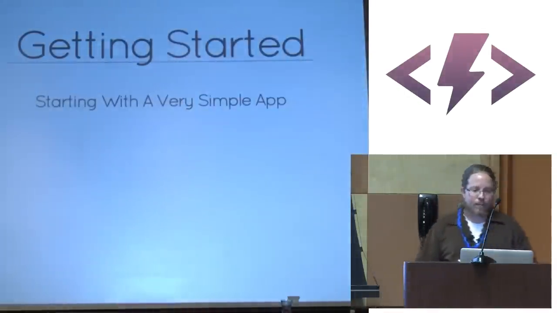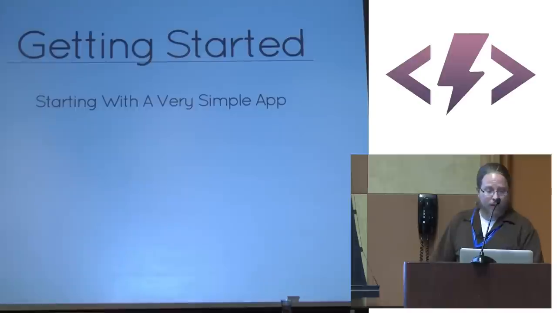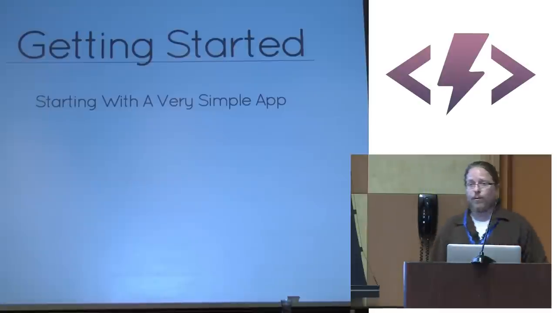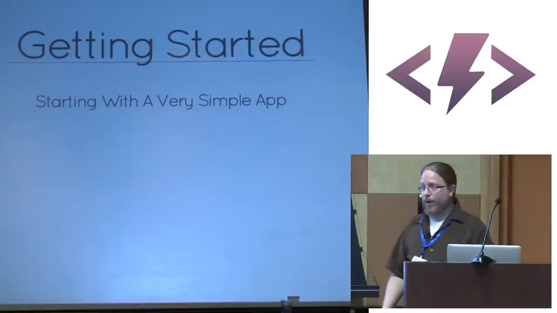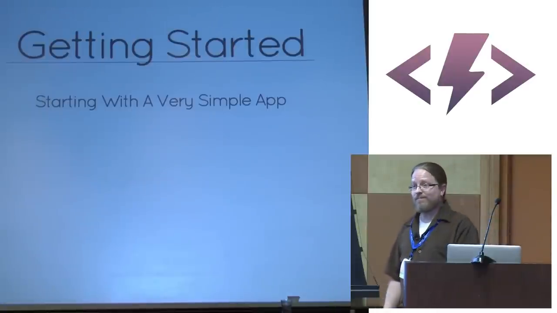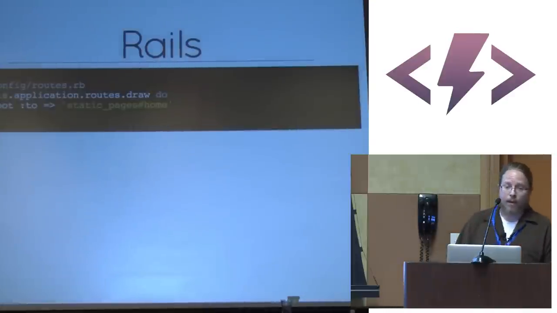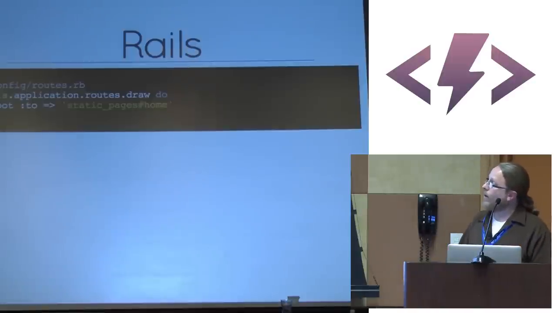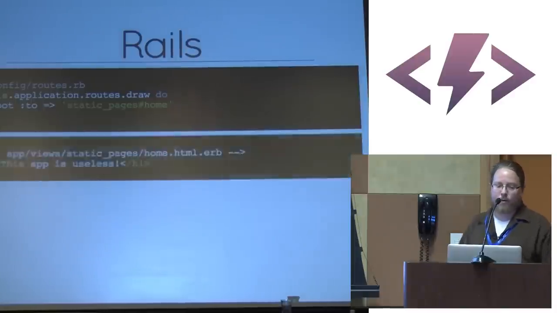So let's get started. Getting started, we're going to look at just a stupidly simple app. Like, so simple that it would really be ridiculous to use either Rails or Ember for this. We're talking about static web page type stuff. So for Rails, in a very, very simple app, you might have a config routes that looks like this. You're just routing the root URL to some page that you want to render. And then that page is going to have nothing but a little bit of HTML on it that's telling you how useless this app is.